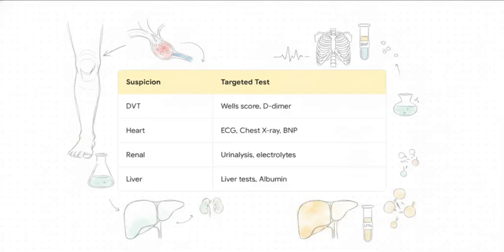And finally, the test step. As we mentioned, you should really only order tests that target the specific suspicion you've developed from your history and physical exam. If you suspect DVT, follow the pathway: Wells score, D-dimer, or venous ultrasound. Suspecting heart failure, go for an ECG, a chest X-ray, and a BNP, which is a hormone indicating heart stress. If it looks like renal disease, you'll need a urinalysis and electrolytes. And for the liver, target those liver function tests and albumin. The key takeaway: let your clinical findings dictate your tests, never the other way around.